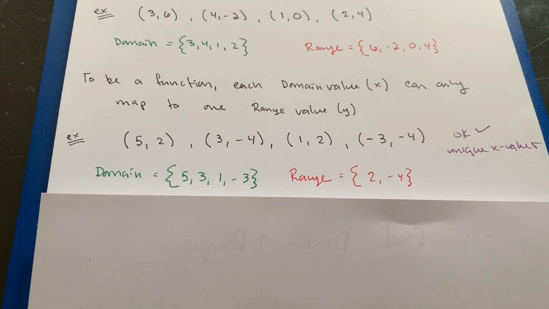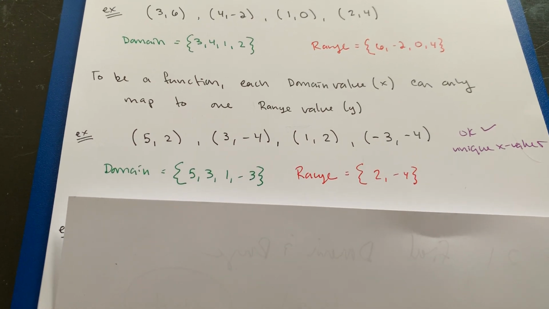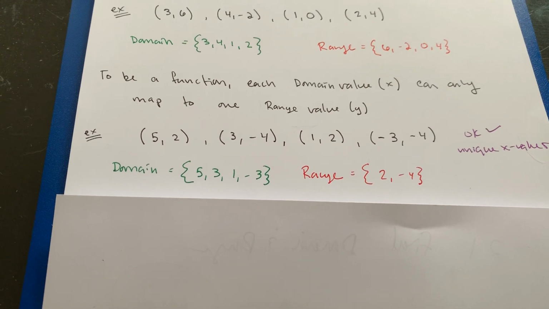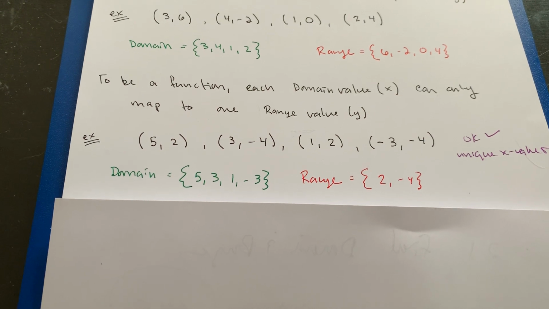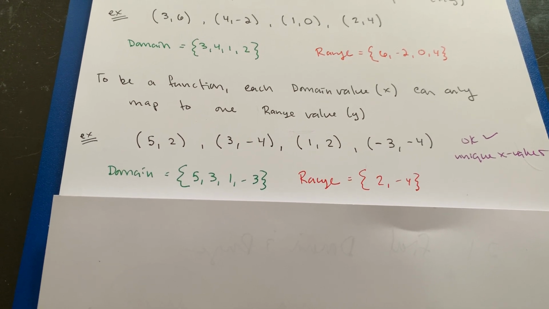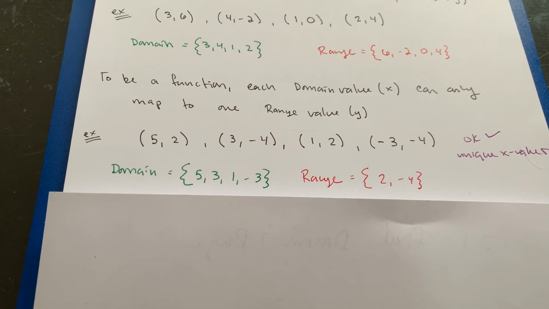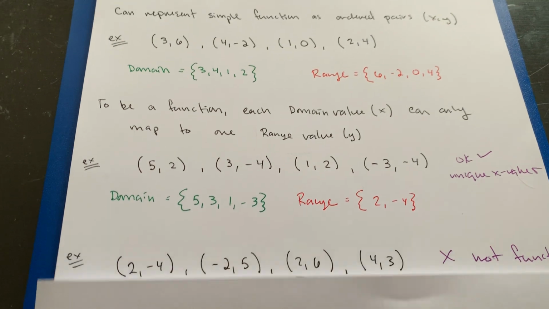So this is okay. This is still a function. We just have a little bit of a smaller range than a domain, if anything, right, that's possible. The thing you couldn't have would be a smaller domain and a bigger range, because that would kind of imply that you had x values going multiple places, which would sort of break our definition.